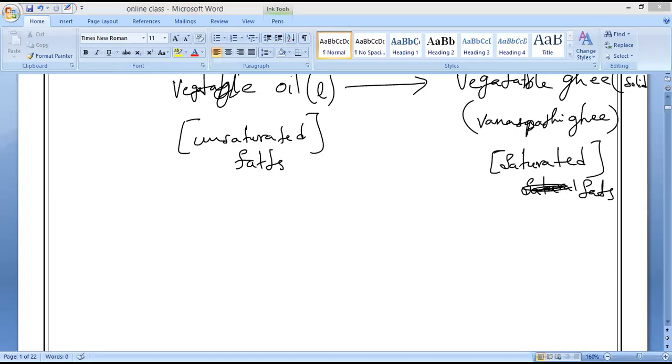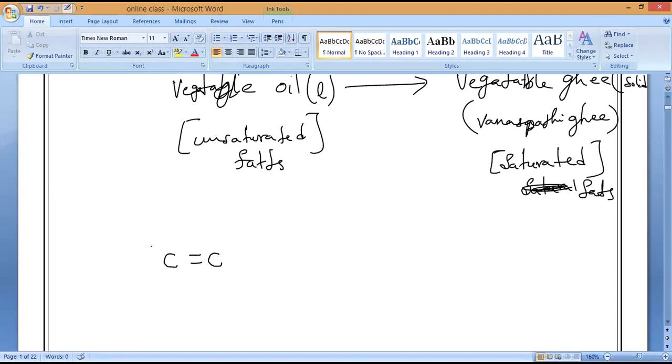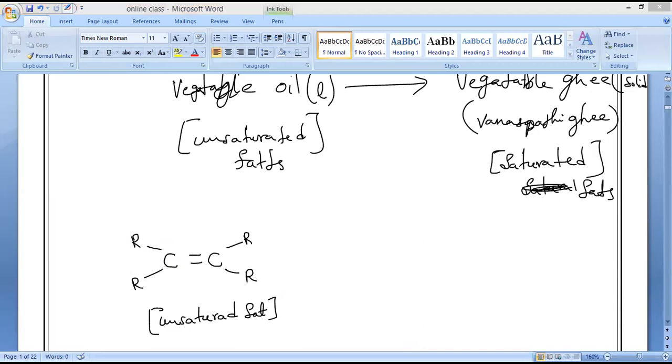So we don't know, you should not mention hydrogen. So we don't know what is present in the fat. So that is why C double bond C, which is R, and here also R, here also R, and here also R. So what is this, guys? Vegetable oil, unsaturated fat. Is it okay, all of you? Please respond. Unsaturated fat or vegetable oil.